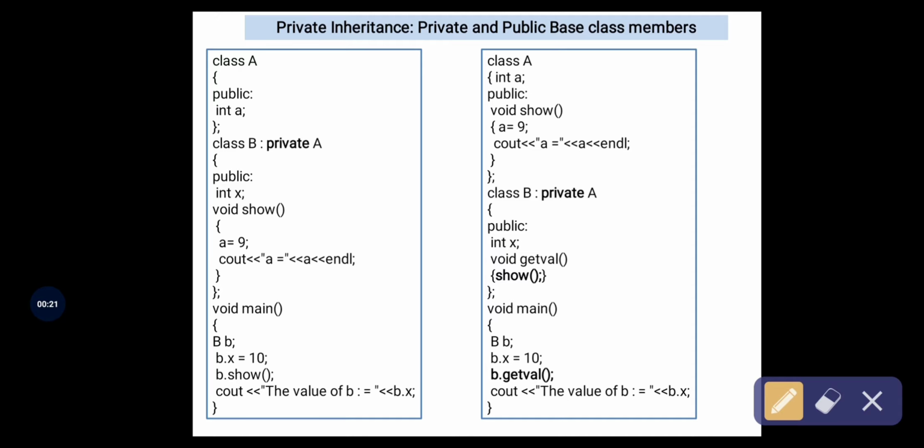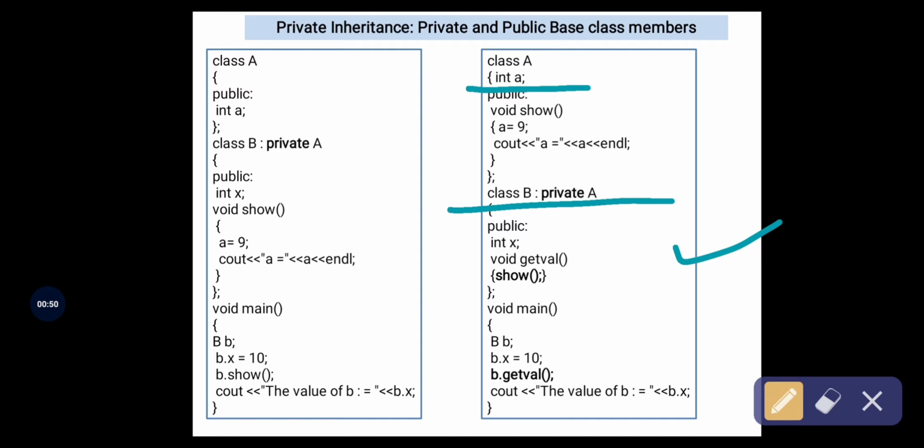Now, to understand the complexity of the private inheritance when the base class members are private, let's look at the example. If you look at the code on the right hand side, you will find that there is a class A which is a base class. In this base class, we have a variable A, which is declared as a private variable. We have inheritance wherein class B is inheriting class A and the type of inheritance is private.